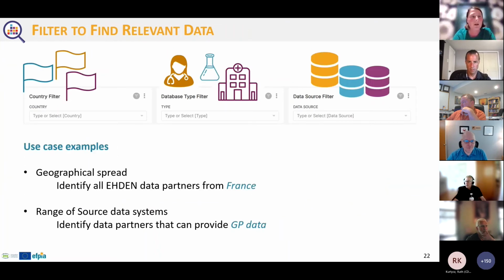And also here you can filter for whatever you think is relevant. You can look for certain countries. You can look for certain data source types. So for example, do you just want to look at GP data or hospital data or a combination together with the country? This is all possible, and you can really zoom in there.